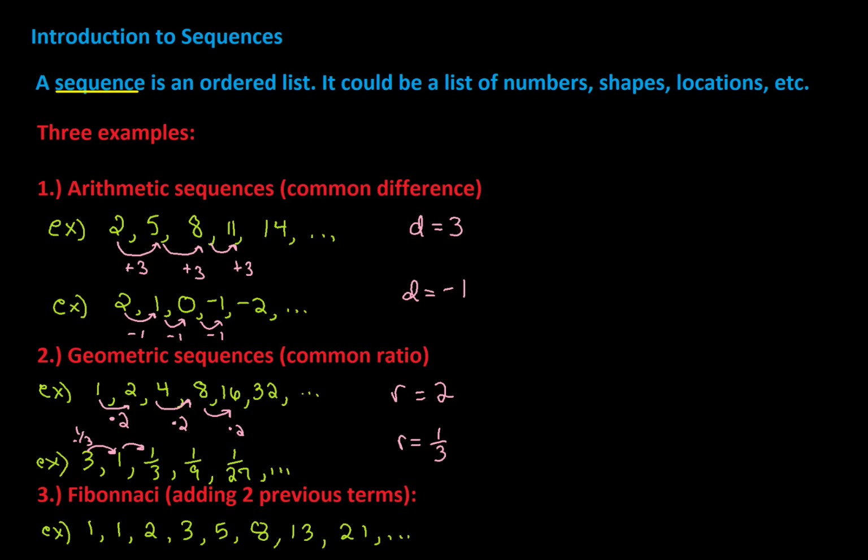And so there is no common difference. There's no common ratio. The rule here is a little bit different. And so the rule here, I just said, is adding the 2 previous terms. So in the next video, I'm going to talk about explicit formulas, recursive formulas, and we will actually come up with mathematical ways of describing these sequences.